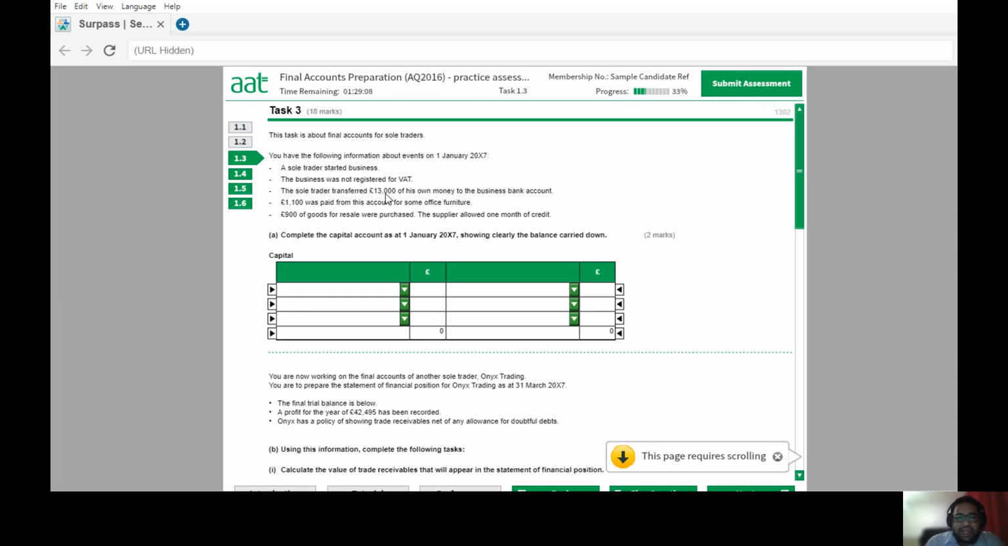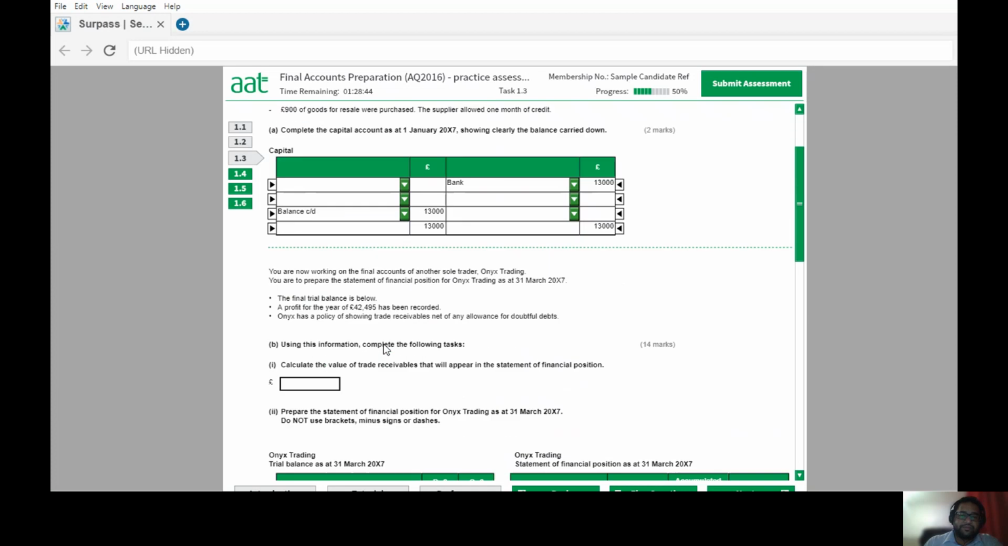That is when this 13,000 was paid, debit into your bank account and credit into your capital account. So we're going to say here, bank, £13,000. And obviously, there's no other transactions to go for. So we have a balance carried down figure of £13,000. You can fill that here or you can fill that there. It doesn't matter where you do. You will still get marks for that one.